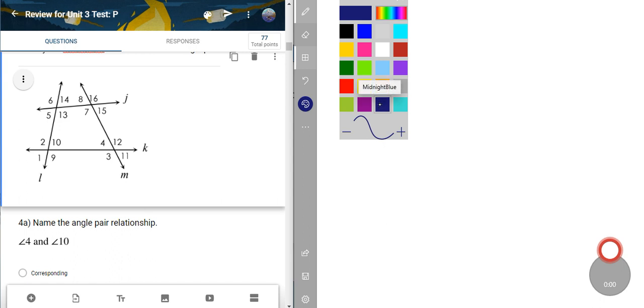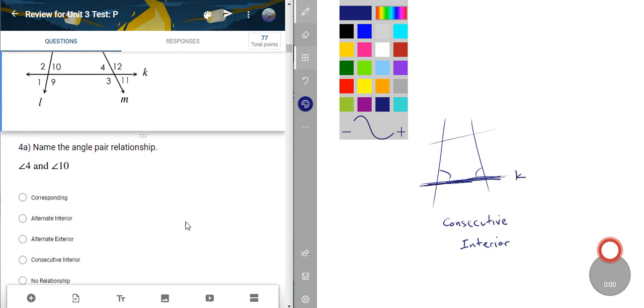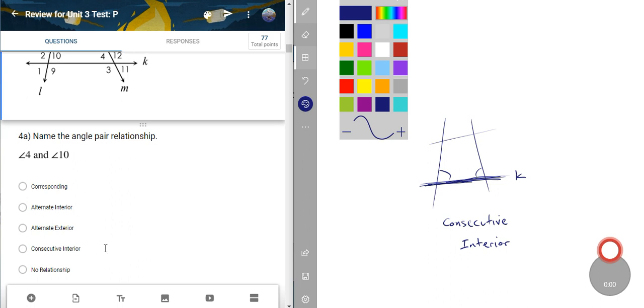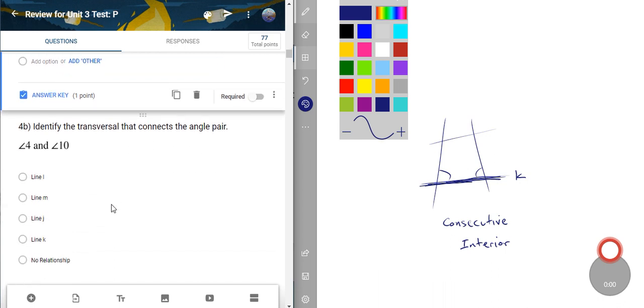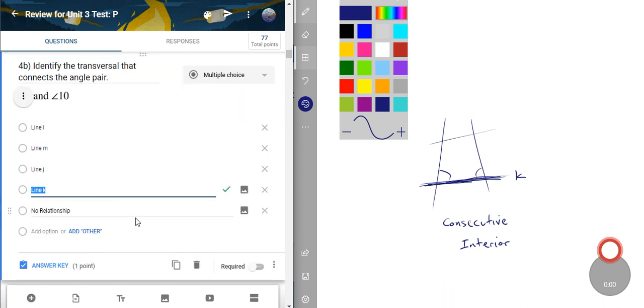4 and 10 here. We're looking at 4 and 10. So as we look at these pieces 4 and 10, we would call those consecutive interior. And the piece that's tying them together is this transversal there, which is K. So as we go through here, we're going to call them consecutive interior. And we will identify the transversal, which is line K. All right, on to the next.